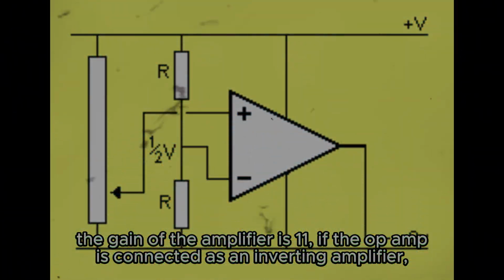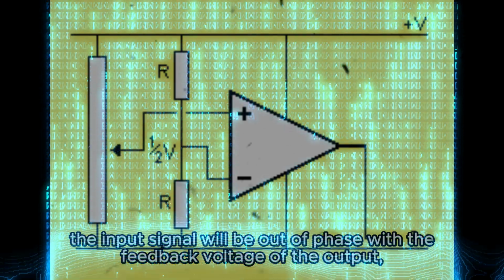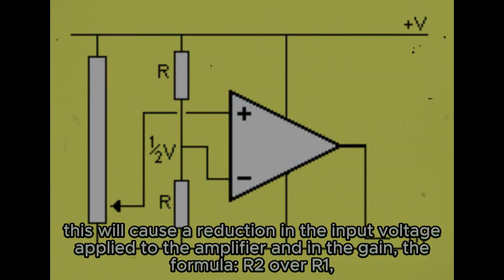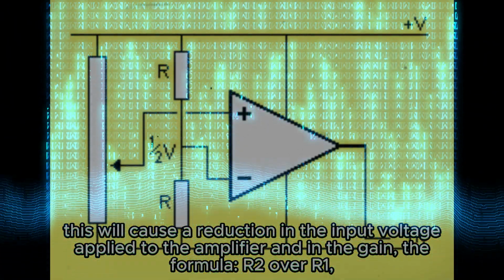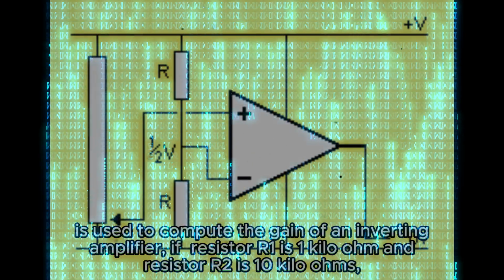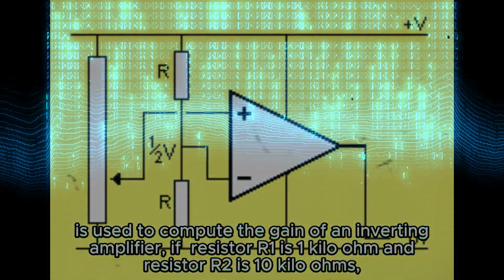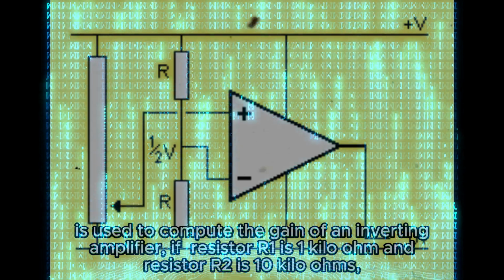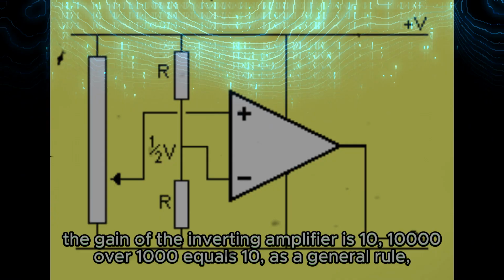If the op-amp is connected as an inverting amplifier, the input signal will be out of phase with the feedback voltage of the output. This will cause a reduction in the input voltage applied to the amplifier and in the gain. The formula R2 / R1 is used to compute the gain of an inverting amplifier. If resistor R1 is 1 kiloohm and resistor R2 is 10 kiloohms, the gain of the inverting amplifier is 10. 10,000 over 1,000 equals 10.